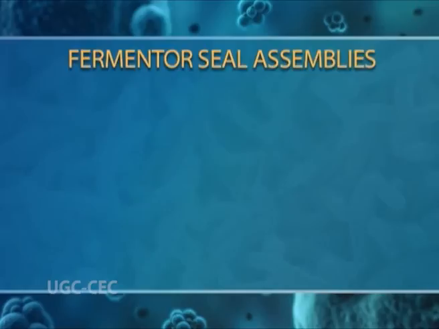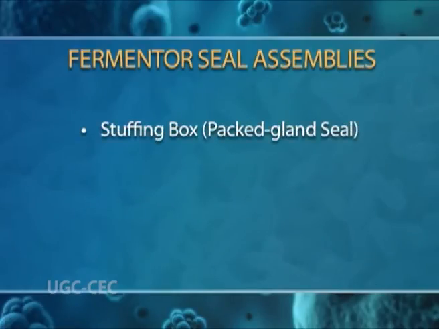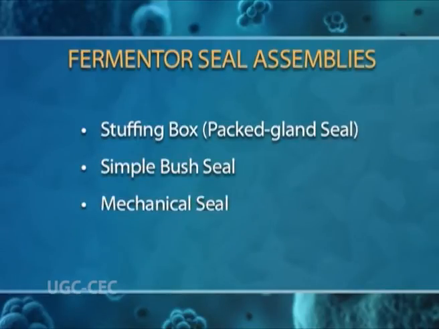The satisfactory sealing of the stirrer shaft assembly has been one of the most difficult problems. This is very important for maintaining aseptic conditions over long periods. 4 basic types of seal assembly have been used in fermenters: the stuffing box, packed gland seal, the simple bush seal, the mechanical seal, and the magnetic drive.